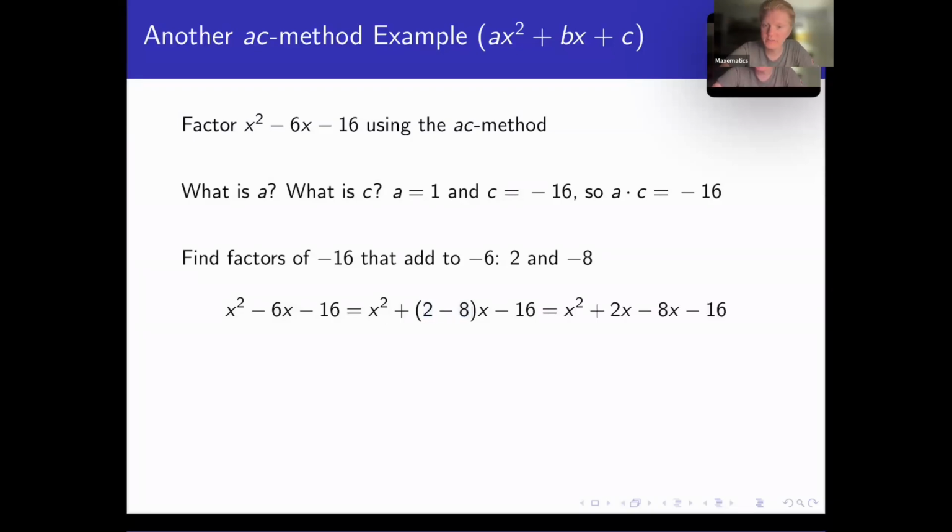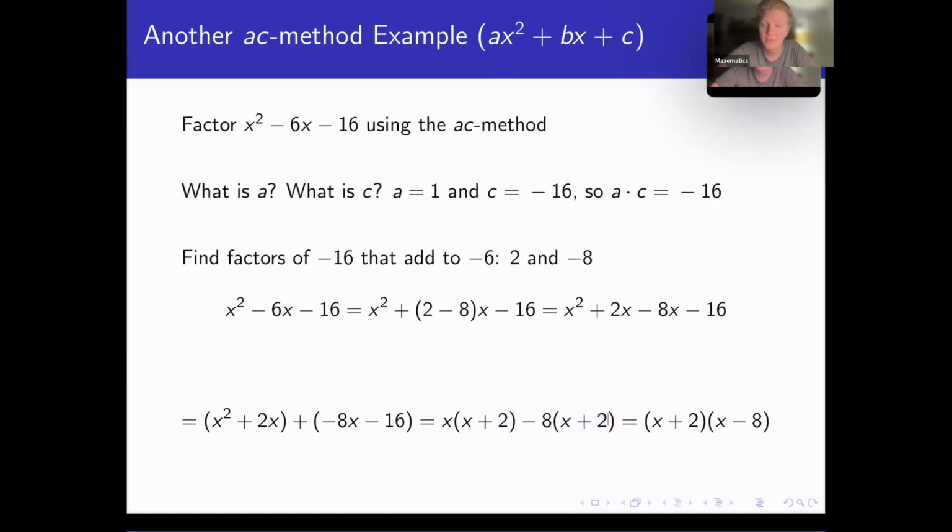Let's distribute x, and we specifically chose the combination 2x and negative 8x, because when we factor by grouping, we can take out an x. When we factor by grouping, we can take out a negative 8. And now we chose this group because the insides of the parentheses are now the same. So our answer is x plus 2 times everything left over, x minus 8.